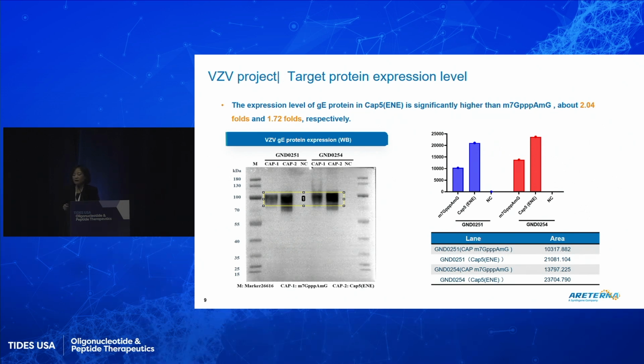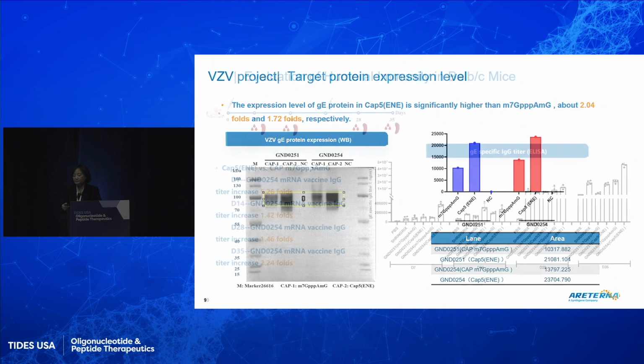First, we look at the protein expression in HEK293T cells. The gel picture is on the left-hand side, and the data in bar form is on the right-hand side. In both constructs 251 and 254, Cap5 clearly gives you more protein expression than GAG.